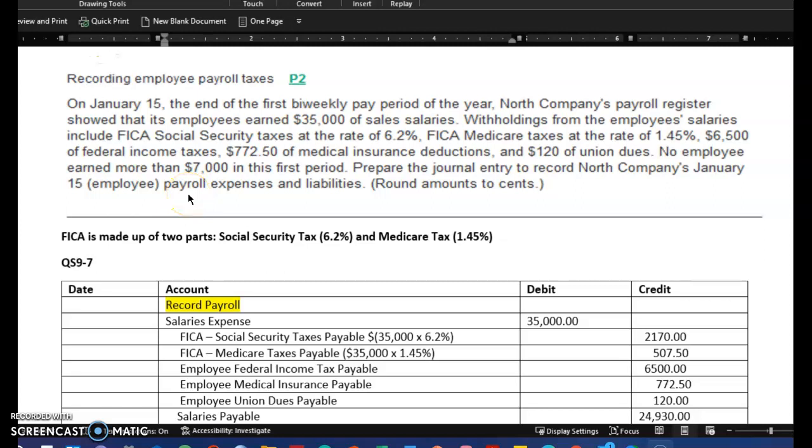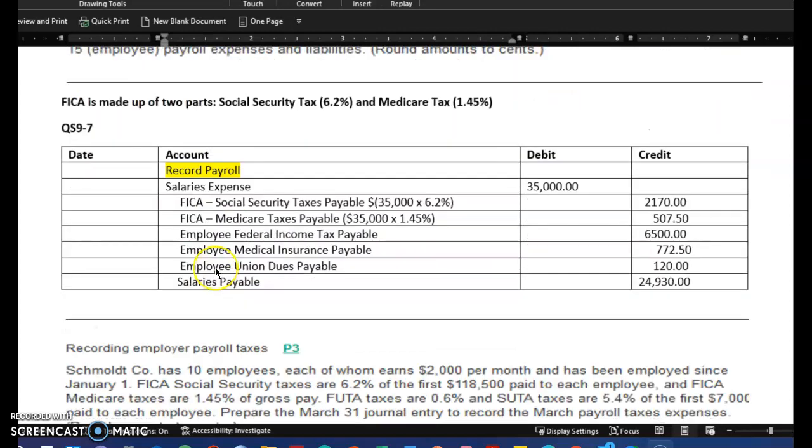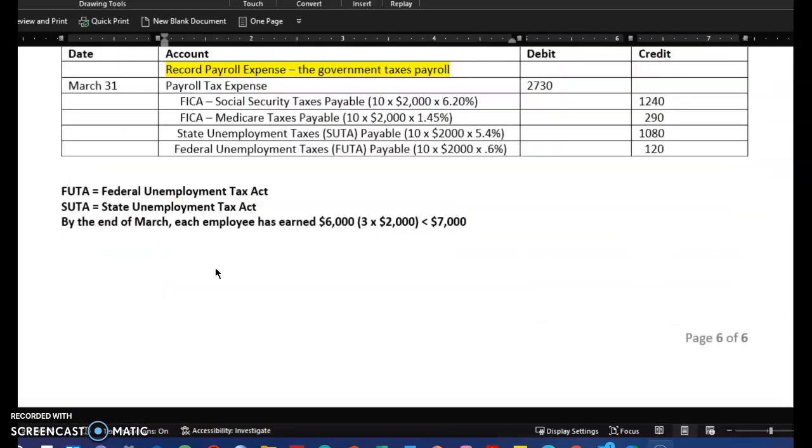Doing payroll for Chapter 9 now. Before we look at the two problems that we're going to look at in this video, I want to talk to you about Social Security and Medicare.